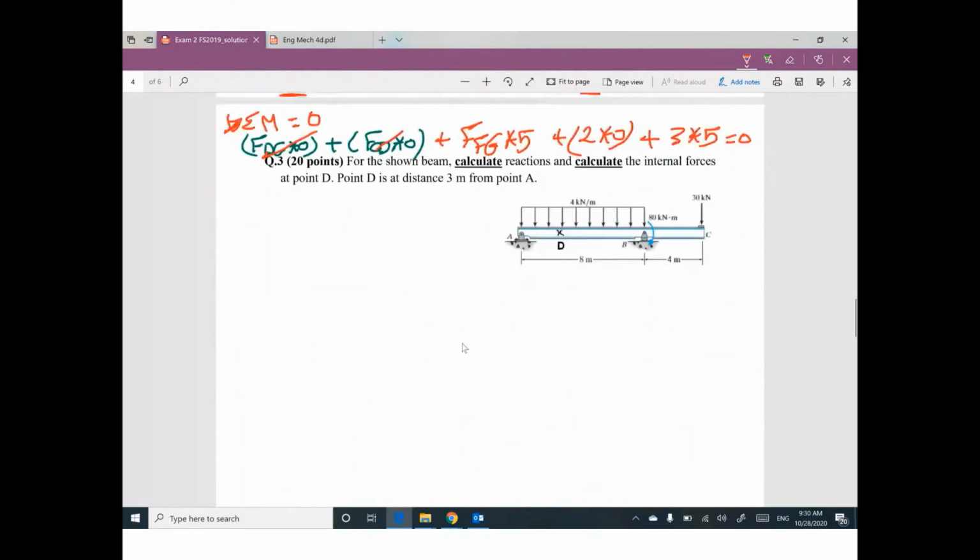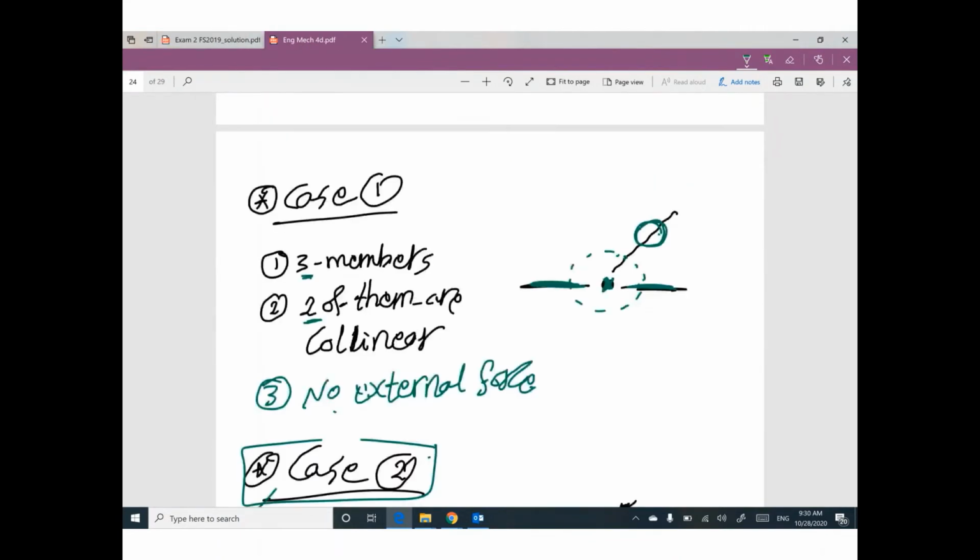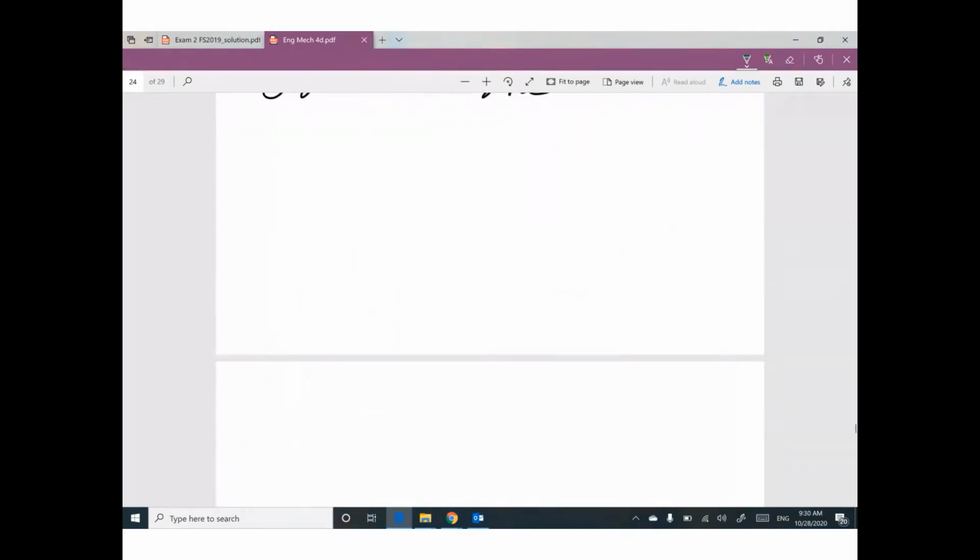Third one. We have a beam and we need to calculate. Guys, please make sure and be careful. Make sure and be careful.